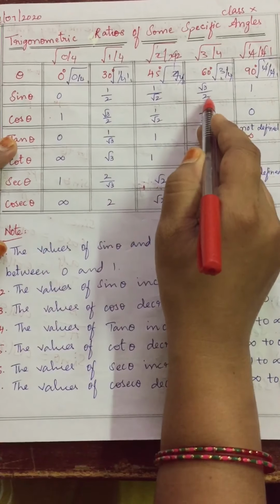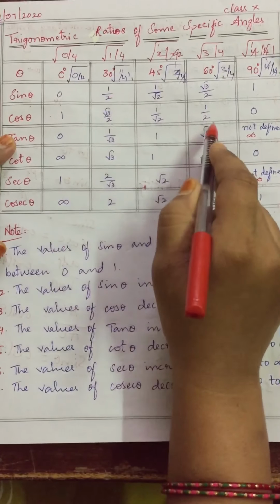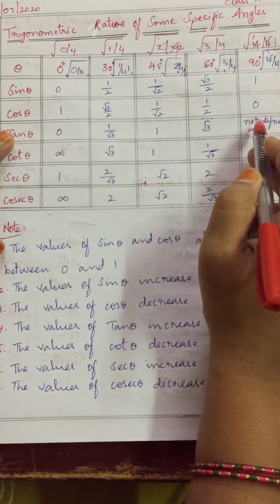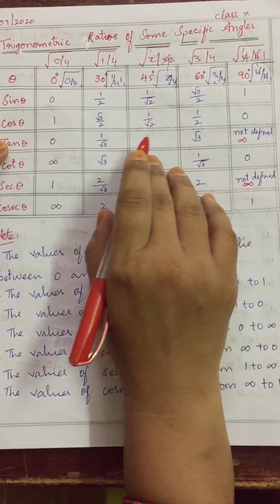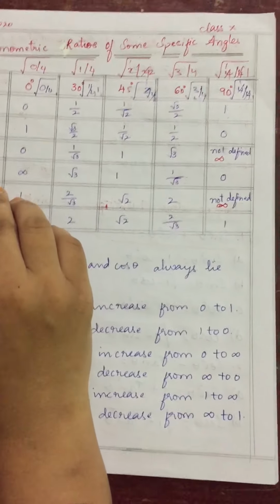Cos 30 is nothing but root 3 by 2. Cos 45 is 1 by root 2. Cos 60 is 1 by 2. Cos 90 is 0. So we have to take sine reversed. Sine reversed is nothing but the cos value. Am I clear children? Now next is tan theta.